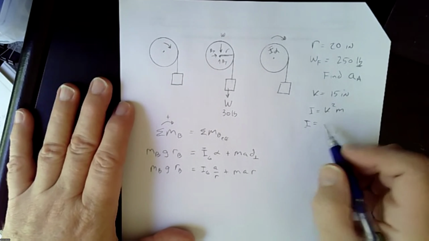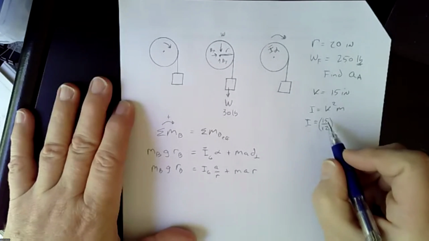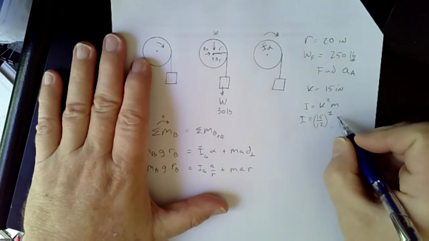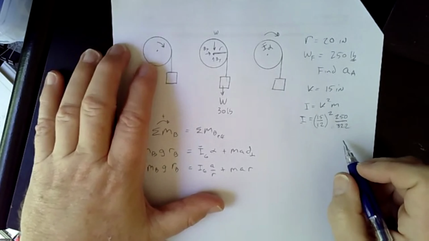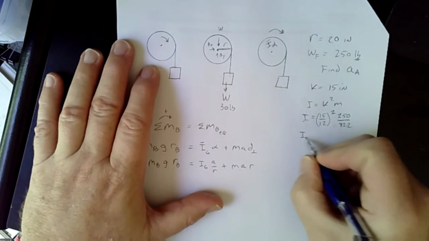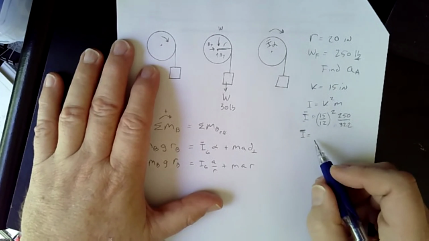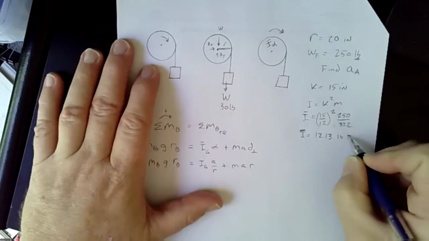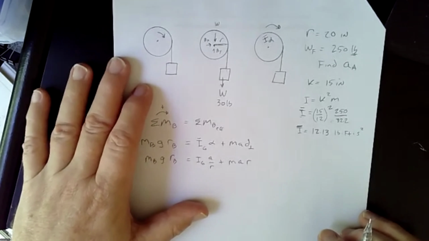Well, if K is 15, it's really 15 over 12 as far as feet go. So it'd be 15 twelfths, 15 over 12, in feet squared. And then the mass of the wheel is 250 divided by 32.2. Okay. So when the smoke clears, I equals, and usually we designate it as I bar, meaning about the center of gravity, 12.13. And remember the units: pound, feet, second squared.